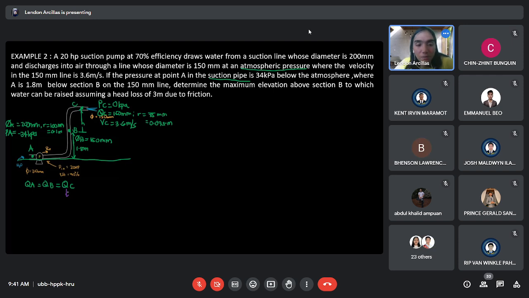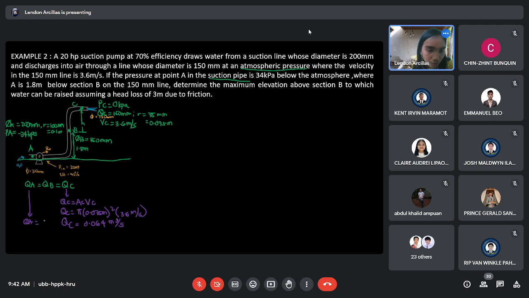QC is equal to AC times VC, right? Area of the point C times the velocity at point C. So, we can find QC by area, that is pi. Ang R ng point C is 0.075. Pi R squared times VC, which is 3.6 meters per second. So, therefore, QC here is equal to 0.064 meter cube per second. So, therefore, this is equal to QA and this is equal to QB. So, meron na tayong value ng QA, QB, and QC since equal lang yan. So, the amount of fluid flow, volume flow rate, is equal to the amount that will go outside. So, malalaman na natin yung VA and VB.